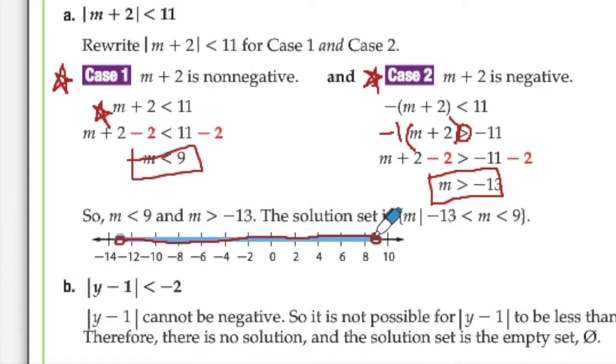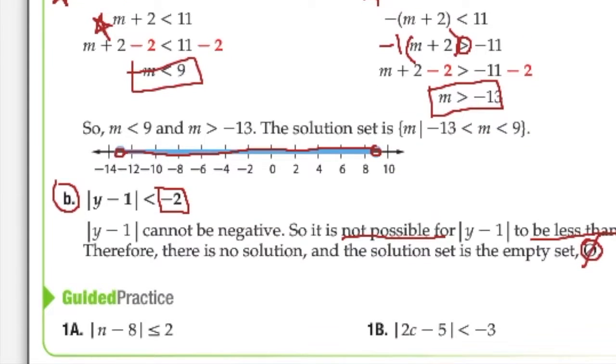In example B, we have an absolute value inequality that's less than a negative number. And since |y - 1| cannot be negative, it's not possible for that to be less than -2. So therefore, there's no solution, and the solution set is the empty set, that circle with a line through it. Let's try these two down on the bottom of page 312.